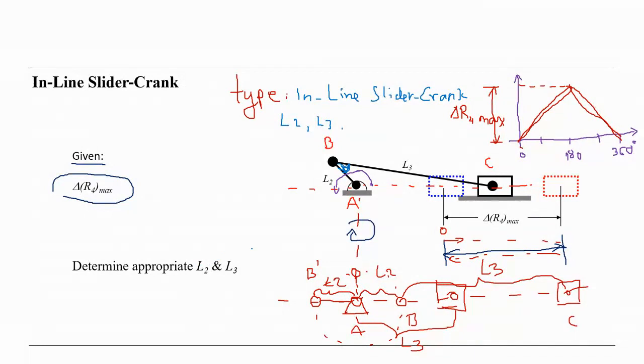So how can we do that? So determine the L2 as also written here. So determine L2 and L3. How can we determine L2 and L3? You see the given is only delta R for maximum.